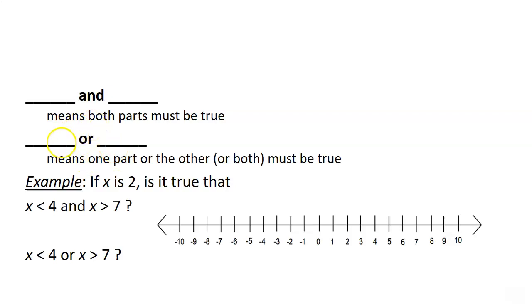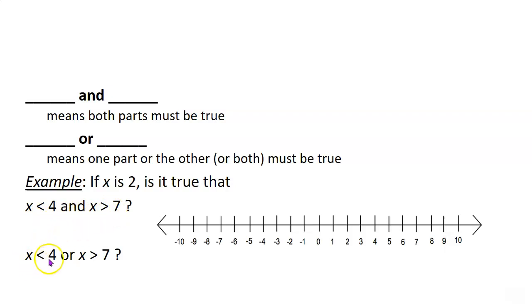So suppose x is 2. Is it true that x is less than 4 and x is greater than 7? Well, if the x stands for the number 2, that is less than 4, but it's not greater than 7. And it has to be both to count for the and. So the answer to that first question is no.